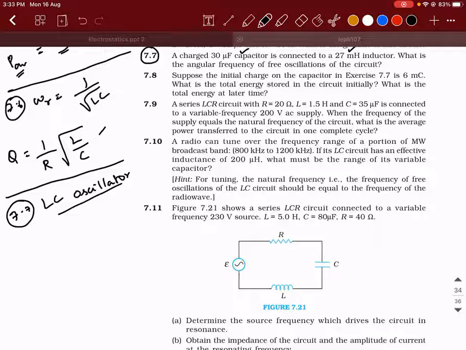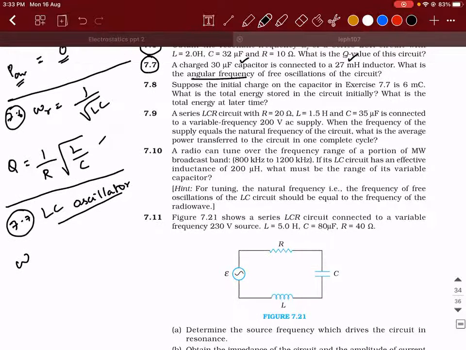What is that, angular frequency or normal frequency? They asked angular frequency. So omega is equal to 1 by root LC. So read the question carefully. If they ask only frequency, then it should be 1 by 2 pi root LC. L is given, C is given, substitute it, calculate, that will be the answer.